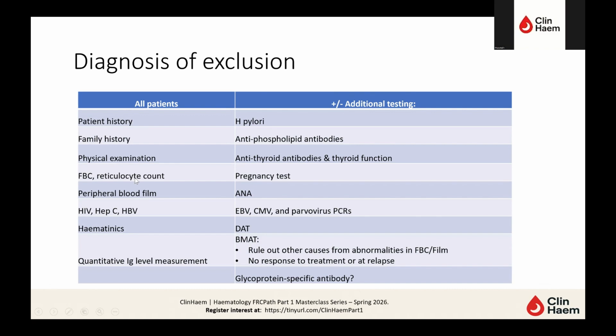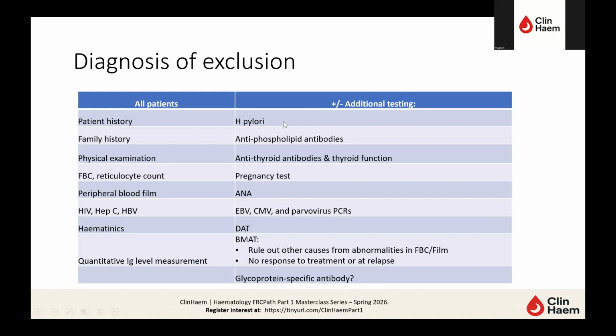You check a reticulocyte count as well to make sure they're also not haemolysing. Blood film, again, the most important test for any haematological problem, and this will give you an important clue towards the diagnosis for the cause of thrombocytopenia. A basic virology screen and haematinics are important. Immunoglobulin levels are measured, especially if a patient is a young adult or a child, to make sure they haven't got immunodeficiency syndromes, etc.